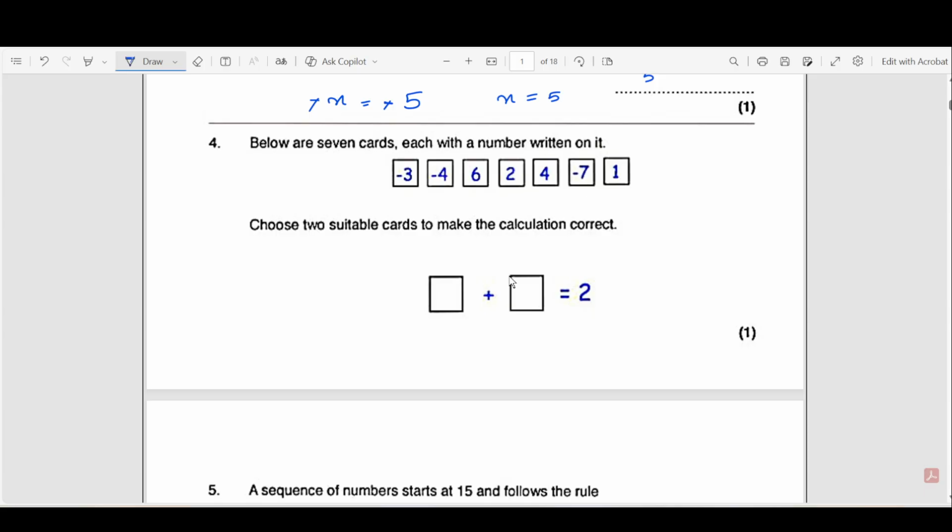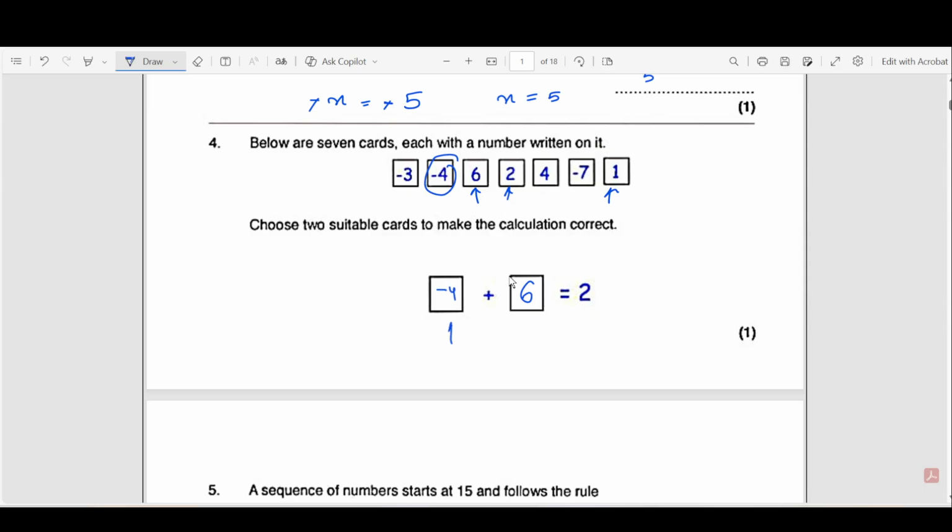What we can do is, because the answer is positive, that means the bigger number should be positive, right? So I can take the bigger number. These are my positive numbers. Now if I take 6 and 2, 6 plus 2 is going to give me 8. So I can't take that. The other number should be less than 6, right? Which is, if I take negative 4.